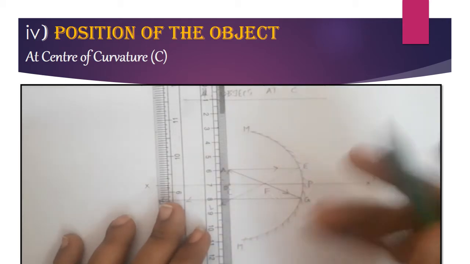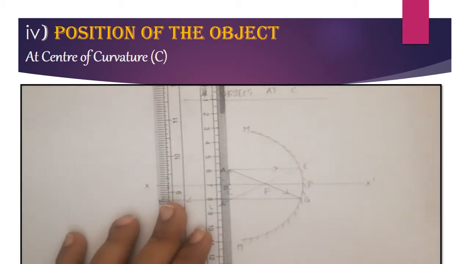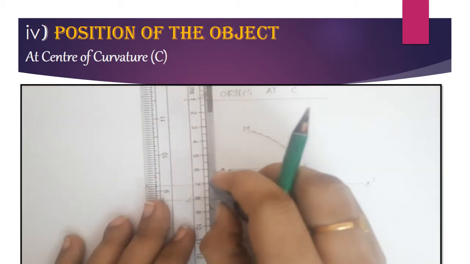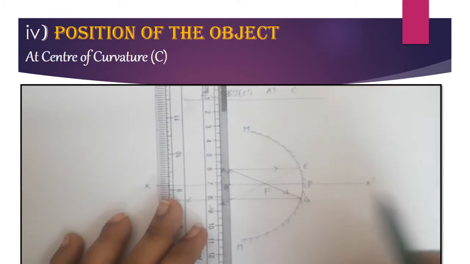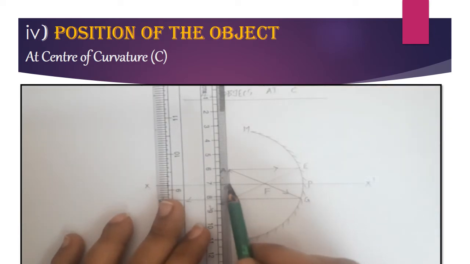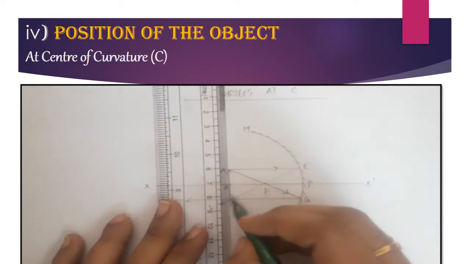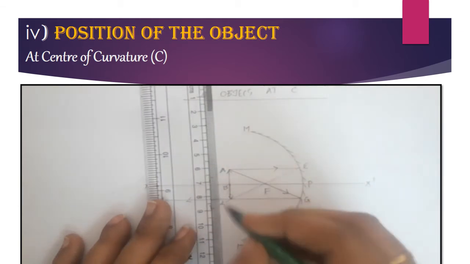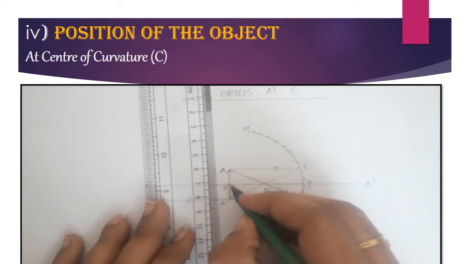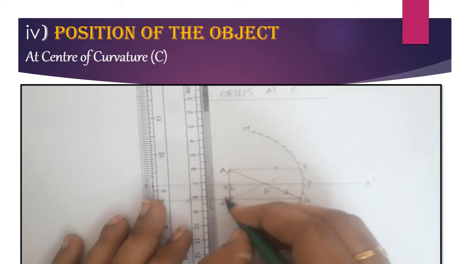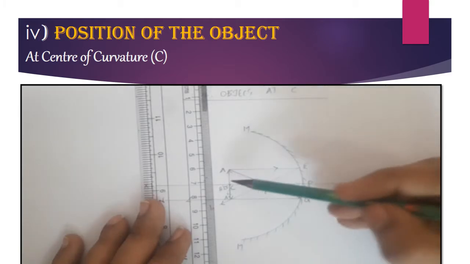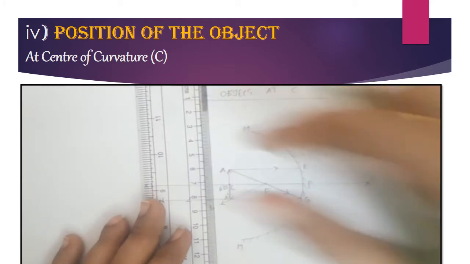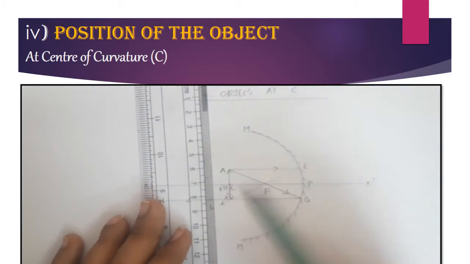So let us draw the image. Already we have written here the letter C, so let us rub it so that we can show the image properly. So this is our image. Children, you can see this was our center of curvature, that is C, and at center of curvature we got our image, that is A dash, B dash. We kept the object AB at C and we got the image also at C.